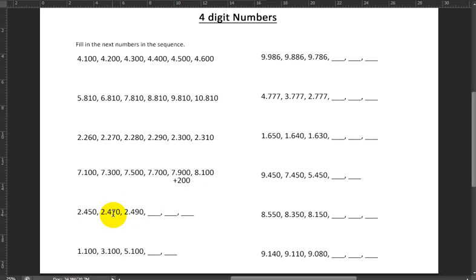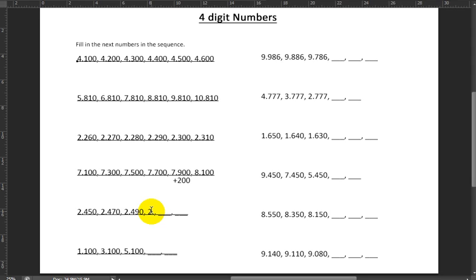Next up, 2,450, 2,470, 2,490. Now what's changing is the tens. They're going up by 2. Because to go from 5 to 7, I have to add 2. And from 7 to 9, I have to add another 2. So what I'm going to do here is add another 2 to the 9. It's going to make 11. So I'm going to write 1 in the place of the 9, and I'm going to carry 1 over next to the 4. So it's going to become 5.